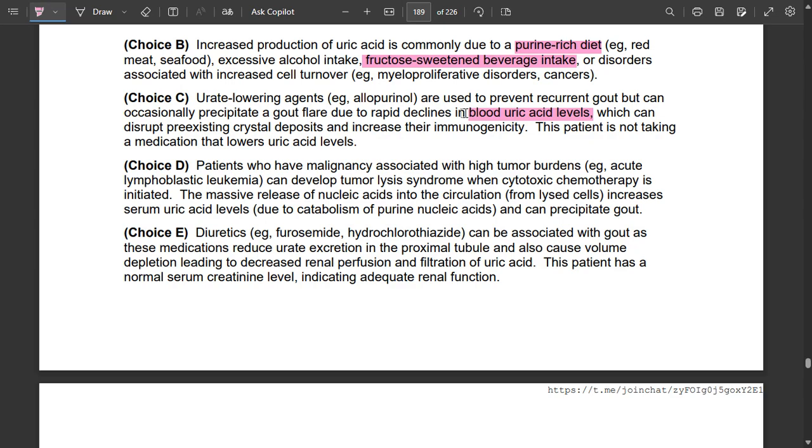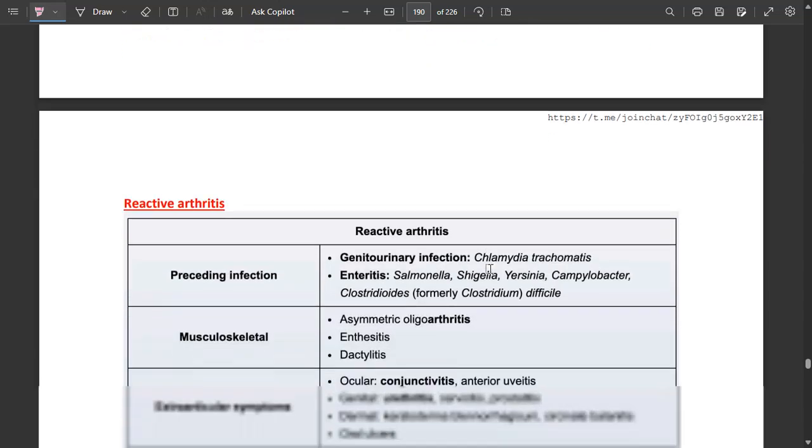Diuretics like furosemide and hydrochlorothiazide can be associated with gout. These medications reduce uric acid excretion in the proximal tubule and also cause volume depletion, leading to decreased renal perfusion and filtration of uric acid. This patient has a normal serum creatinine level and renal function, so adequate renal function is there.